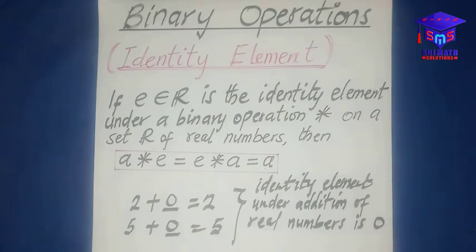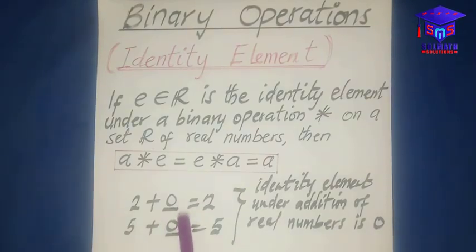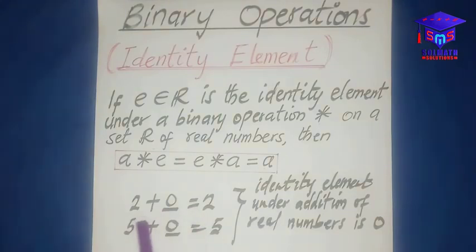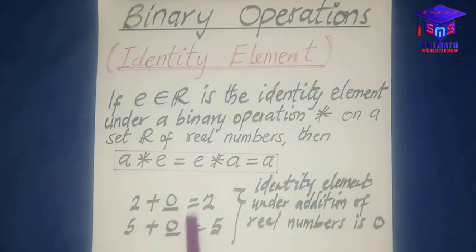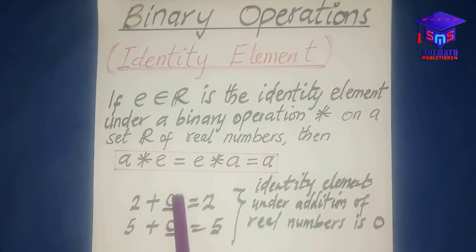In short, we can say the additive identity is 0, because the number that you add to any number to get the same number is 0. So in this case, our identity element is 0. Good.